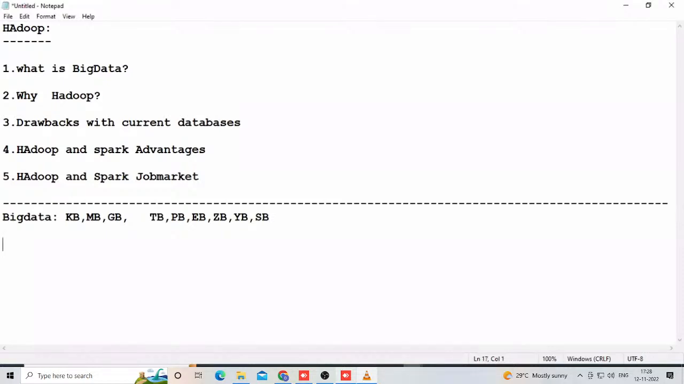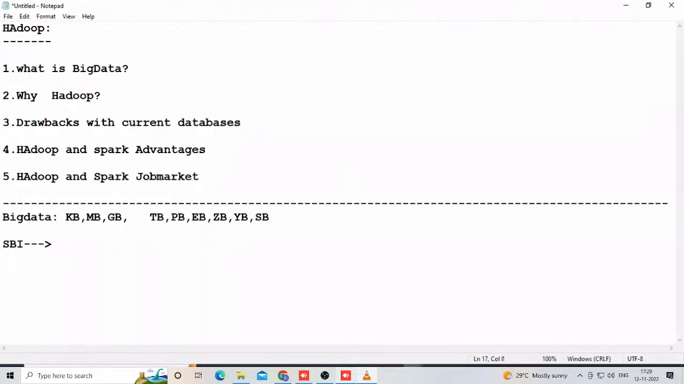If you take any banking sector, like SBI or HDFC: within the city we see hundreds of branches for a bank like SBI, within the state thousands, within the country lakhs of branches. Within each branch, millions of customers, each making multiple transactions per hour, per day, per month, per year. Each and every transaction needs to be stored. So lakhs of branches, millions of customers making multiple transactions, huge data getting generated.